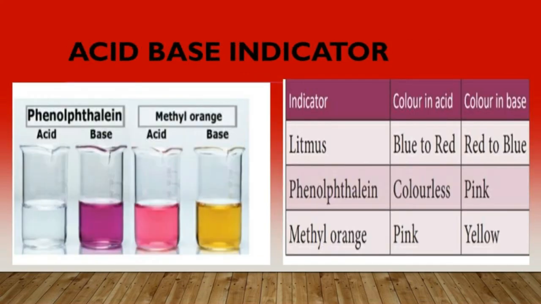Acid base indicators. First is the indicator, the color in acid and the color in base. Litmus paper: in acid it turns red, but in base red turns to blue. Phenolphthalein: in acid it will be colorless, but in base it will be pink. Methyl orange: in acid it will be pink, but in base it will be yellow.